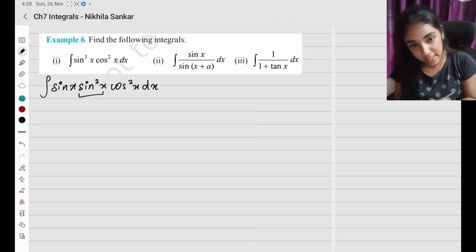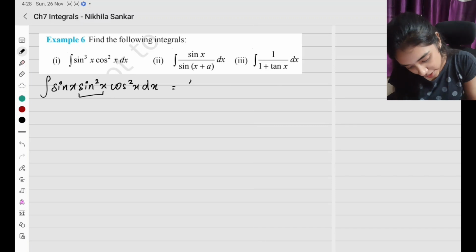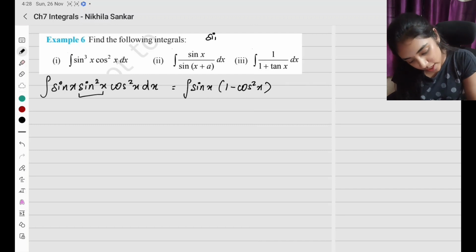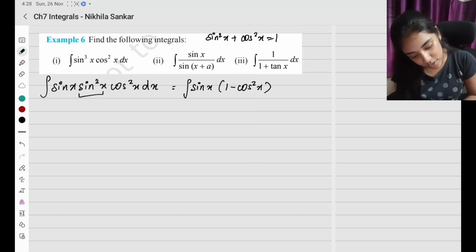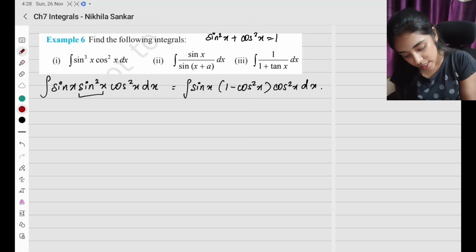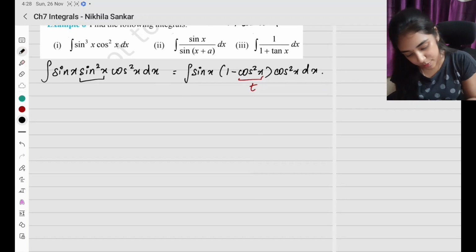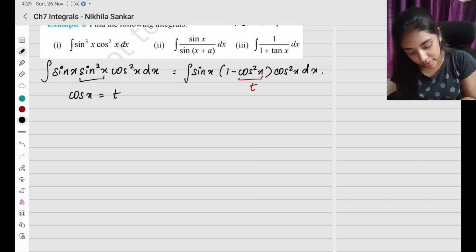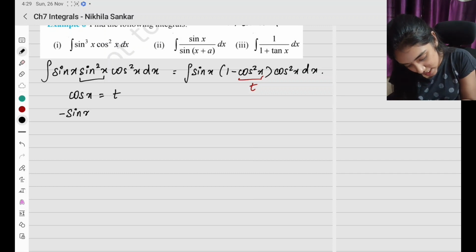So what substitution am I going to make? First, for sin square x, I write 1 minus cos square x. So, I can write this as integral sin x times 1 minus cos square x. You know the identity, right? You have sin square x plus cos square x equals 1. So sin square x is going to be 1 minus cos square x, times cos square x times dx. Now the substitution is cos x equals t. Cos derivative is going to be minus sin.